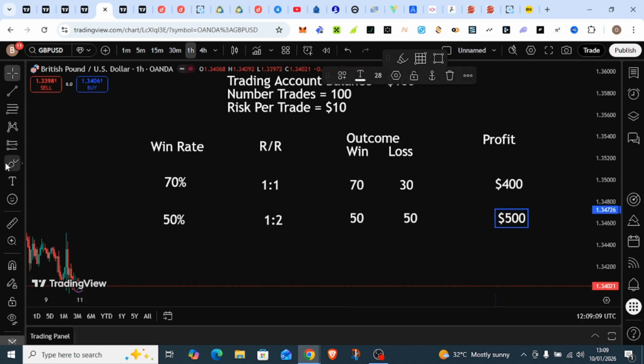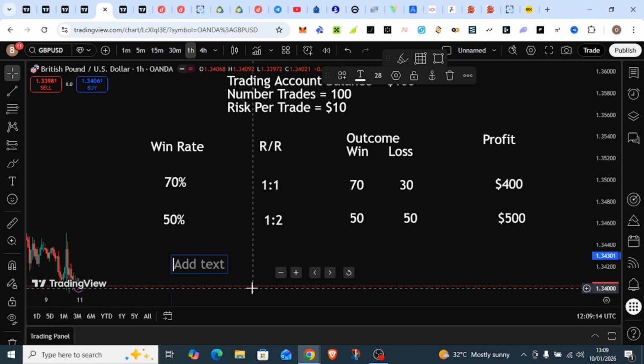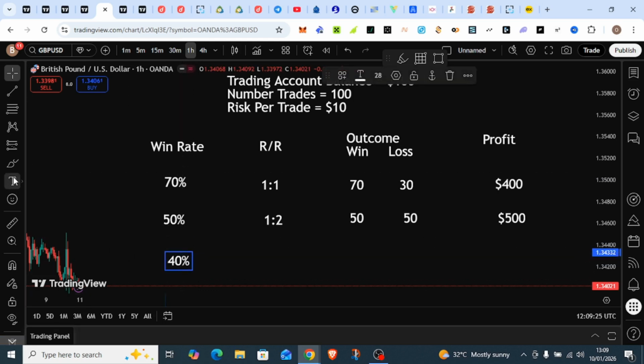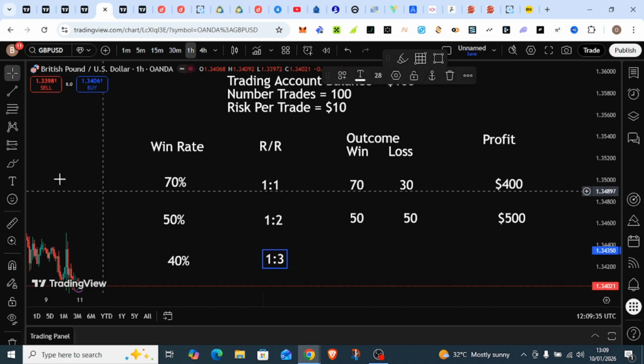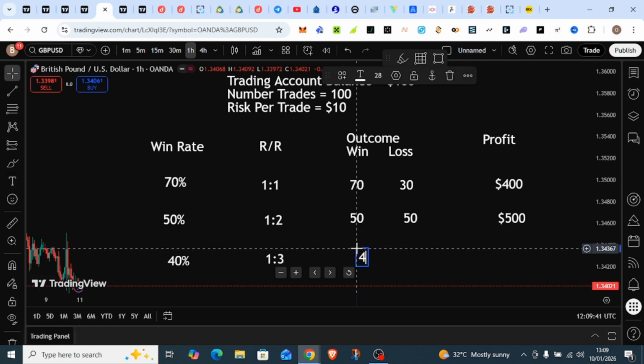The next one, assuming our win rate is 40%, and our risk to reward is 1:3. This shows that out of 100, we win 40 trades and lose 60 trades.